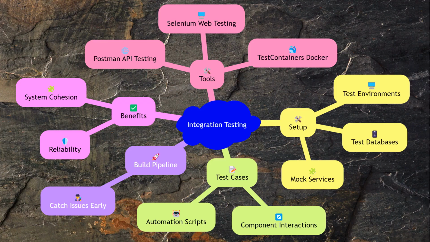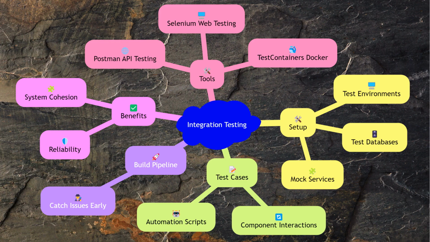Implementing integration tests involves setting up test environments that mimic the production environment and writing test cases that validate the interactions between different components. This step requires configuring test databases, setting up mock services, and writing scripts to automate the testing process. Integration tests should be run as part of the build pipeline to catch issues early. By implementing effective integration tests, teams can ensure that their systems work correctly as a whole.